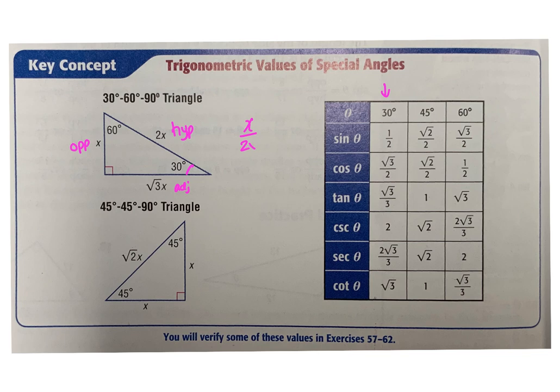X over 2x. All right. The cosine should be square root of 3x over 2x, which reduces to square root of 3 over 2. The tangent should be the opposite x over the adjacent, which is going to give you 1 over the square root of 3, which when you rationalize this should be the square root of 3 over 3. Cosecant is the reciprocal of sine. Secant is the reciprocal of cosine, and cotangent is the reciprocal of my tangent.